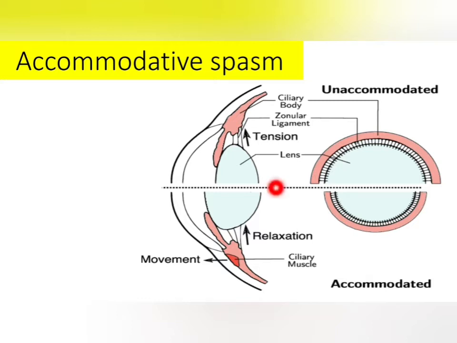From this picture, you can see that in this section the lens is in an unaccommodated state, and here the lens is in an accommodated state. In my previous video on accommodation, I told you that we do accommodation to see a near object clearly. But due to some conditions, our eye remains in the accommodated state and is not able to change the accommodation and relax for distance.